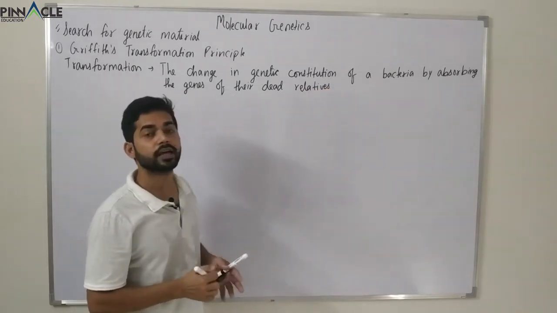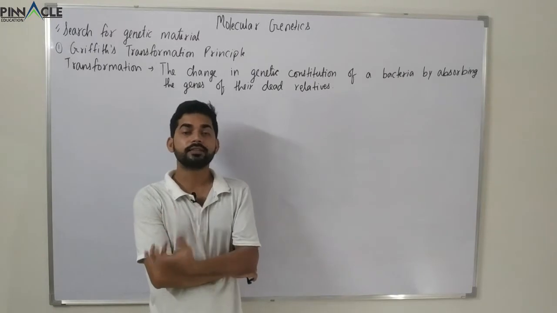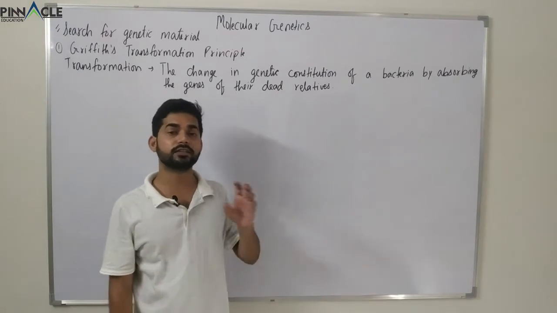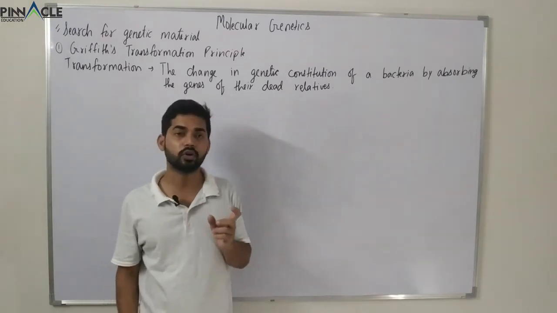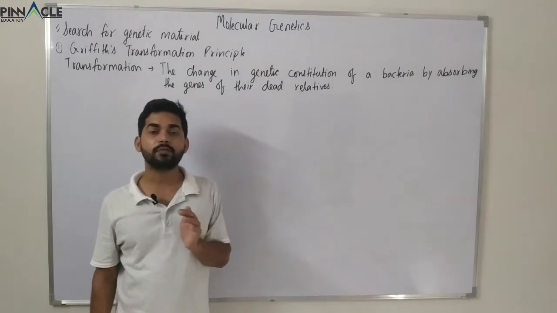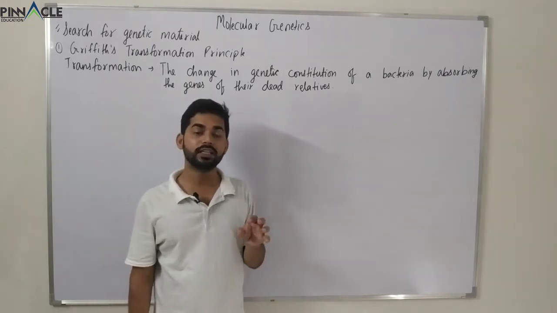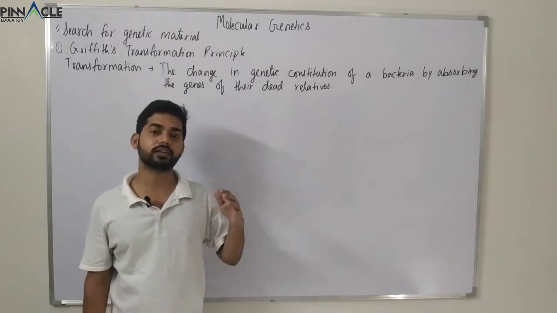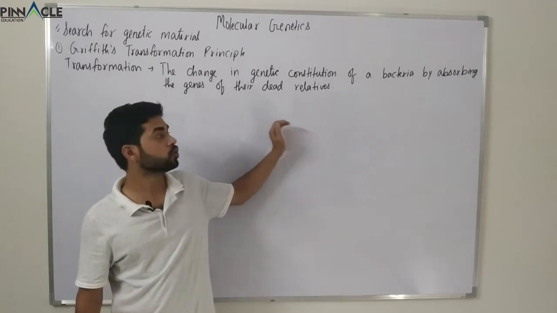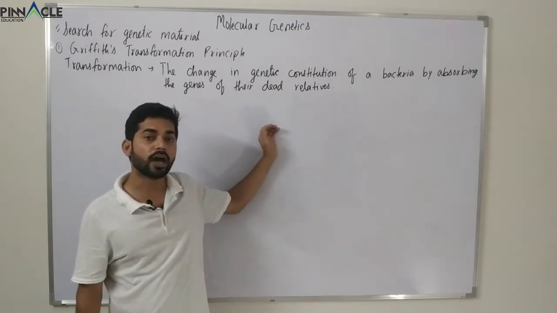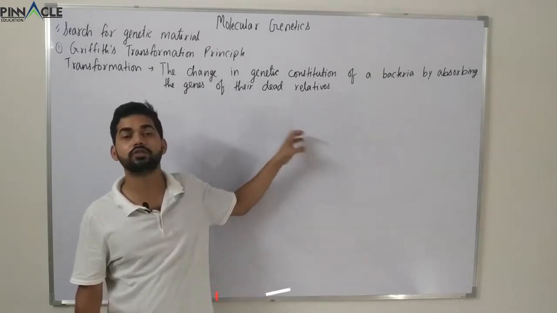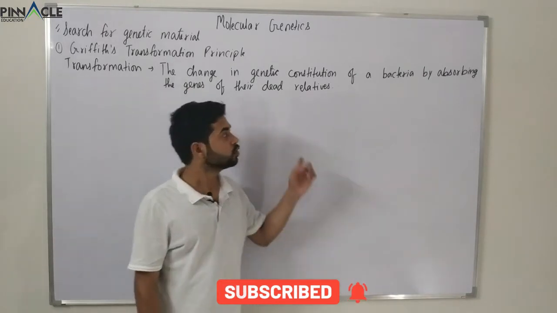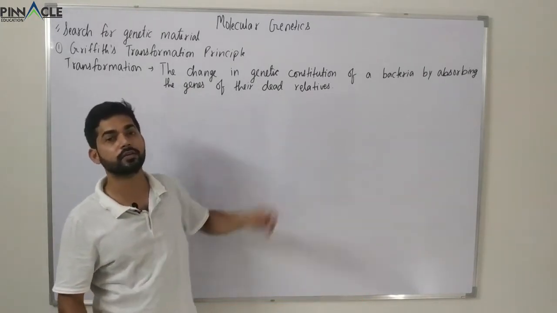What happens here is that bacteria generally have the ability to absorb DNA or genes of their dead relatives. In this section we'll study a bacterium called Diplococcus or Streptococcus pneumoniae. This bacterium has many strains, like smooth and rough strains, and these strains have the ability to absorb genes or DNA from dead members of their own species or strain. This is what happened in Frederick Griffith's experiment.